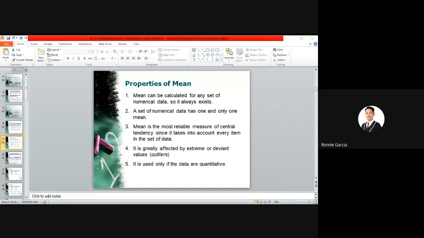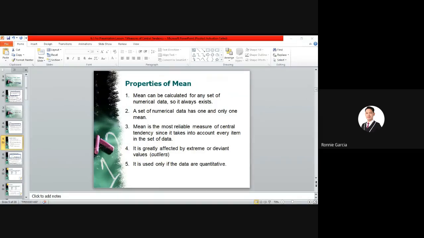Extreme, it can be very small, it can be very big, and it can interfere with the overall mean. So if you calculate your score for the four quizzes, and you got perfect, but in the last one you get the equivalent of maybe 0.60, what is your average now? Was your average affected because of your score in your last quiz? Di ba nagbaba siya, di na siya 100.